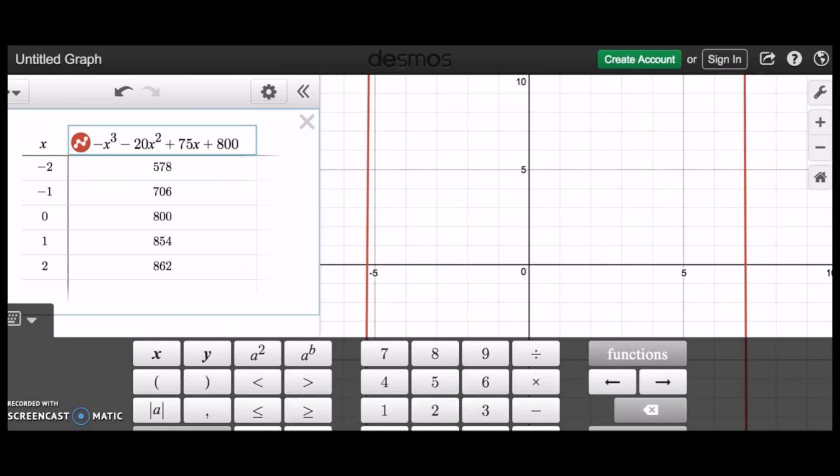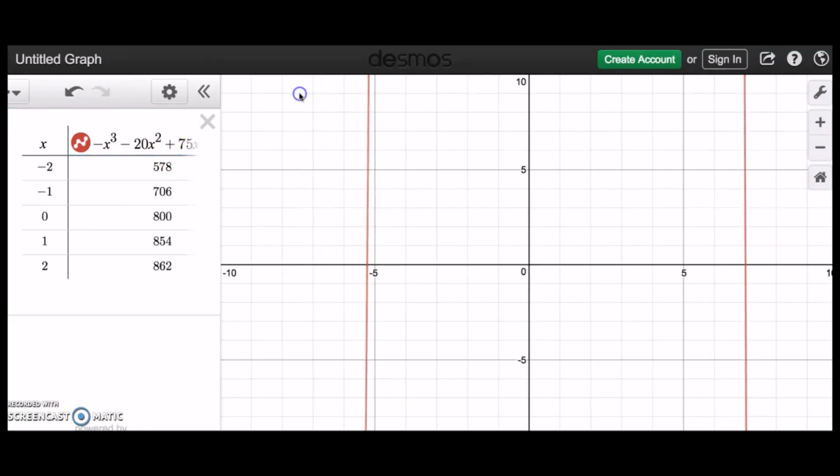This is question number 8. It says, which window? The graph of f contains a local maximum and a minimum, so I need to find a graph that has that. Which window would you use? So here's my polynomial, negative x cubed minus 20x squared plus 75x plus 800. When I graph it with a 10 by 10 window, so 10 going either direction and 10 above, we call that a 10 by 10 window. Notice how I can't see a minimum or a maximum.